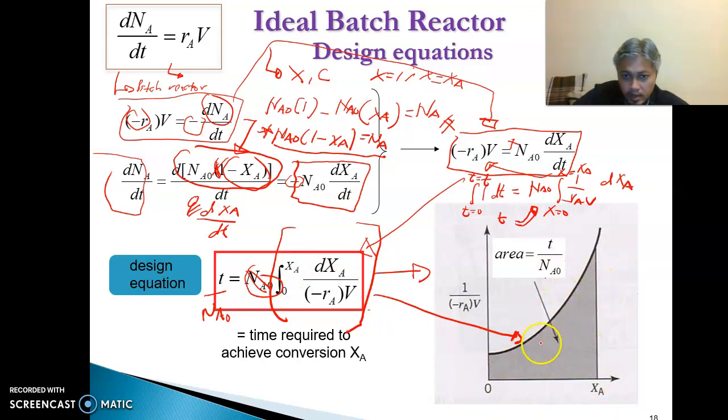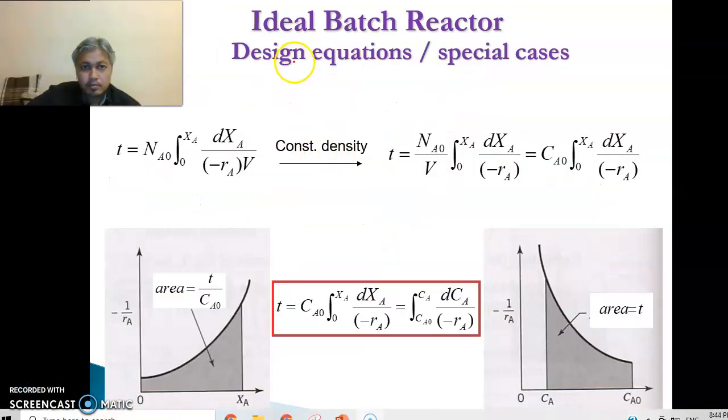And then since this is the term that we have here on the right hand side, we bring an a naught to the left hand side, so this will be equal to the whole integral part here. That's why we have area under the curve equals t over n a naught as well. Last part for ideal batch reactor mole balance equations, we are going to express it in terms of the concentration.